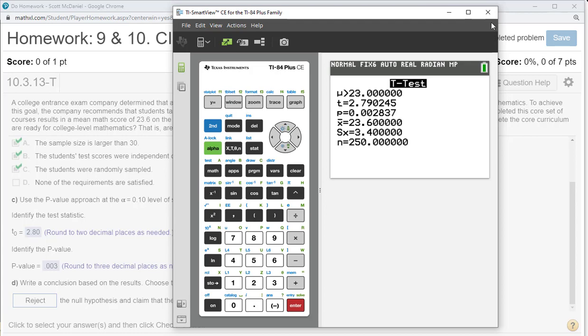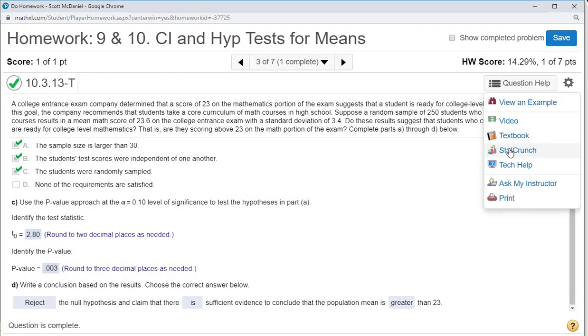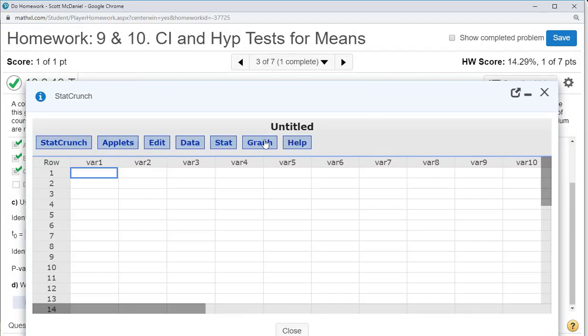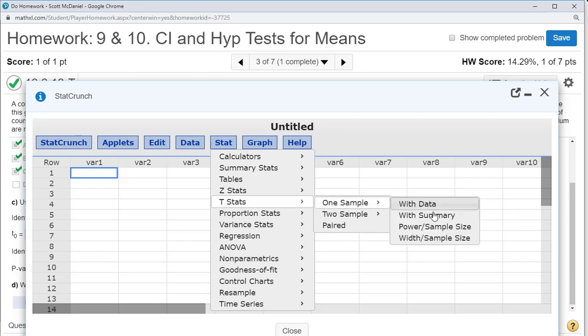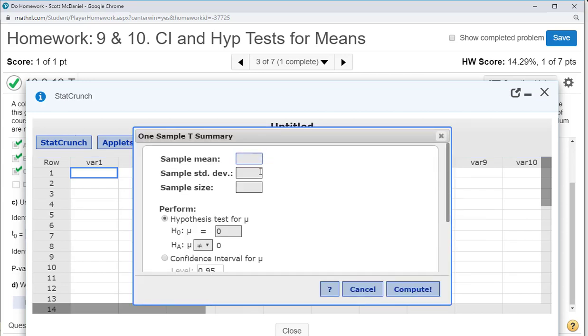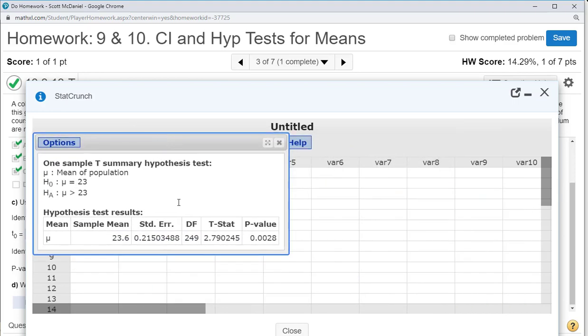Okay, let's see how to do this on StatCrunch. So we're going to go to T stat. We have one sample with summary. And just populate those fields. Okay, so things are in a slightly different order. Just make sure you're keeping up. Sample mean was 23.6. Our sample standard deviation, 3.4. Sample size, 250. And then our hypothesized mean is 23. And then we're going to change this to greater than. Press compute, and we get the same thing that we did on the TI.